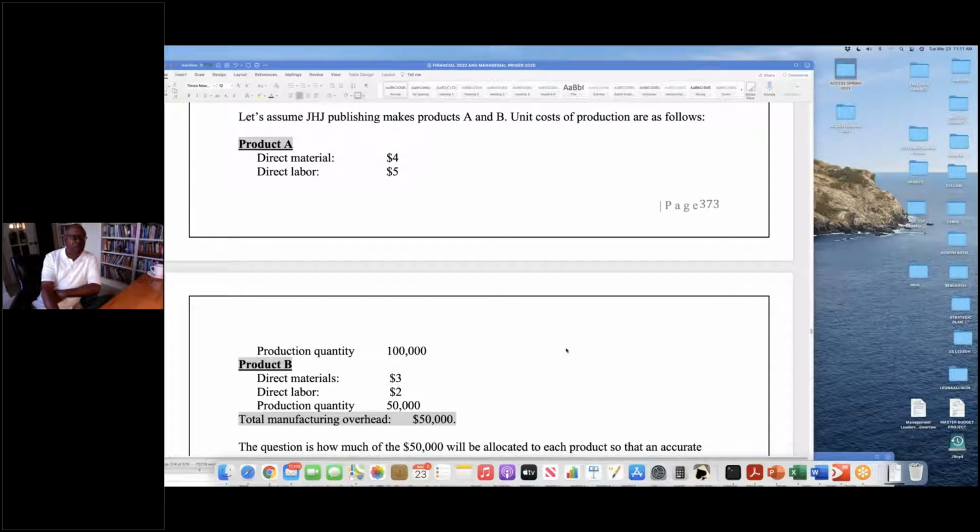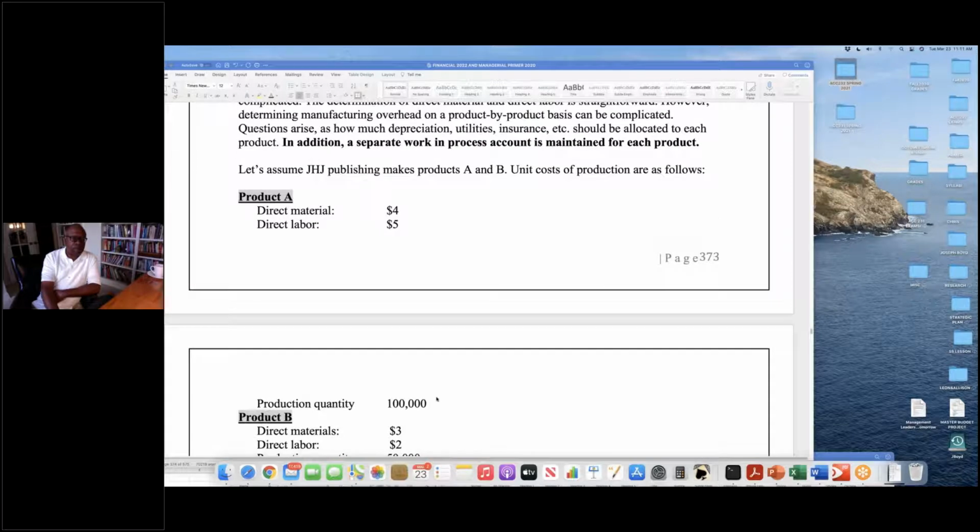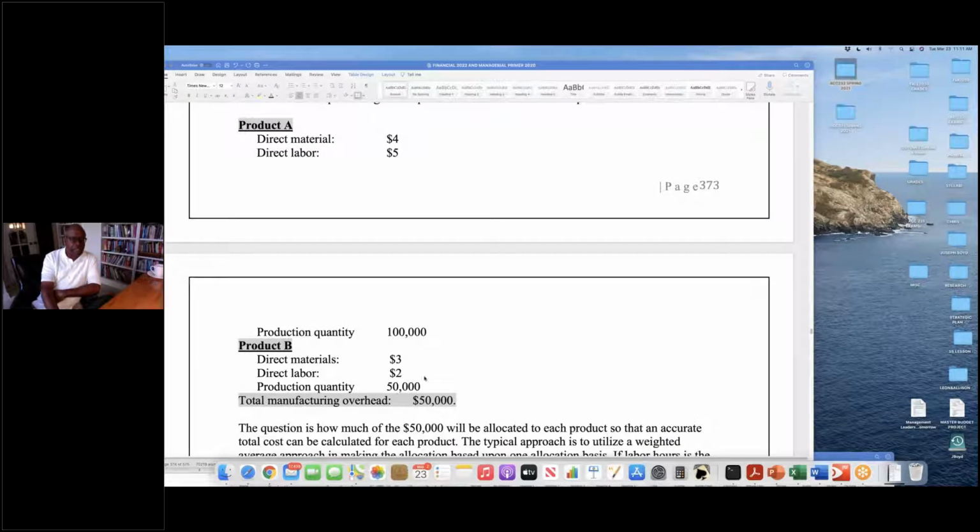So I'm making 2 books. I'm doing 100,000 on principles. I'm doing 50,000 on intermediate. Manufacturing cost is $50,000. And that 50,000, I use it for both books. I use the same computer, same room, same utilities. So all of that is utilized for both books. So the question is, how much of the overhead is going to each book?